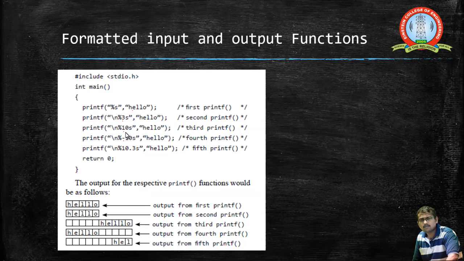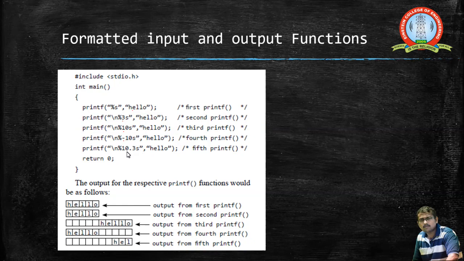Now what happens here is that Hello will get printed with a left justification, whereas in the previous case I have a width of 10, but since the number of characters is only 5, the spaces allocated is 10, so it gets right justified by default and gets printed like this.